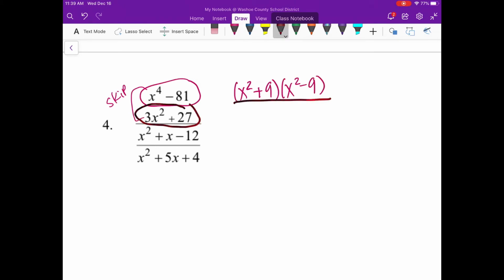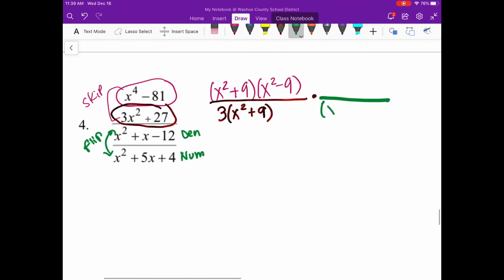Okay, the denominator in this case, we can start by taking out a 3, leaving me with x squared plus 9 on the inside. I know this is going to change to multiplication, and then this is going to flip. Therefore, this is my new numerator, and this is my new denominator. So the denominator factors out to x plus 4, x minus 3. And then the numerator factors to x plus 4, x plus 1.